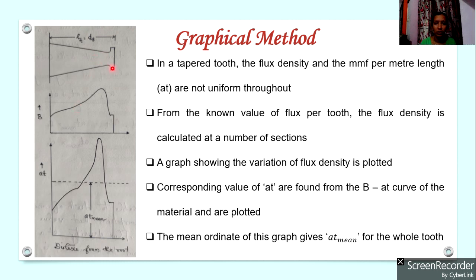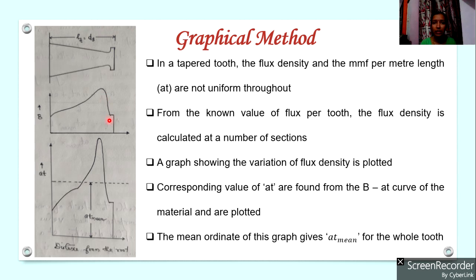Now take another sections also and calculate the corresponding flux density and construct a graph like this. A graph showing the variation of flux density along the length of the tooth. So why would this graph have this shape?